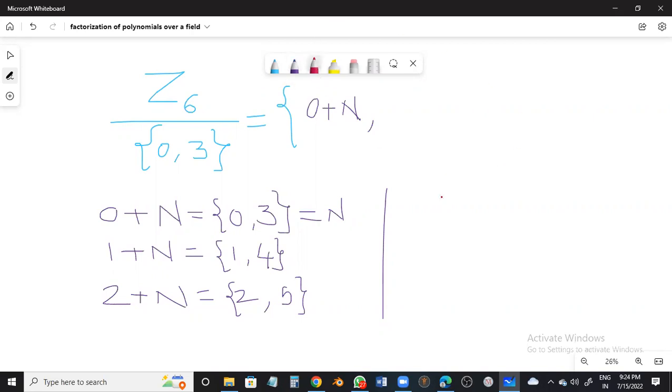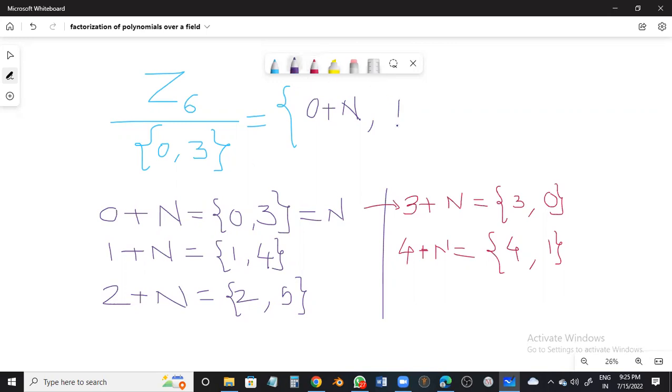But let me check. Let me start with the next element, 3, and add 3 plus n. What is going to happen? 3 plus 0 is 3, and 3 plus 3 is 0. I'm getting the same set as this one. If I go with 4 plus n, what will I get? 4 plus 0 is 4, then 1, 4 and 5. So I think you have got the concept. So only 3 different cosets I got.